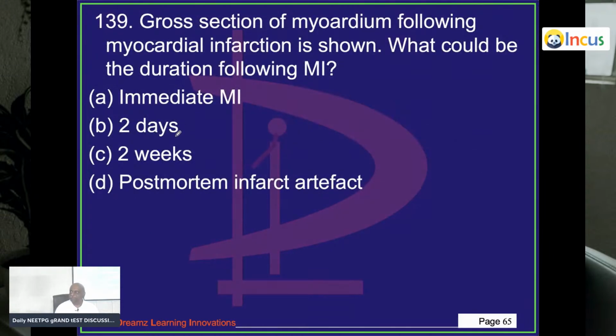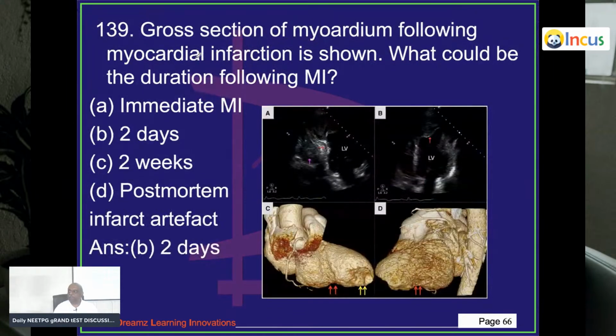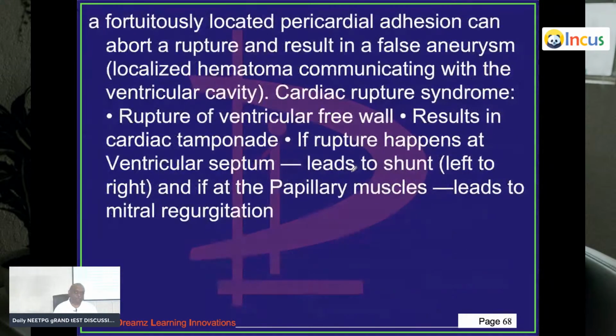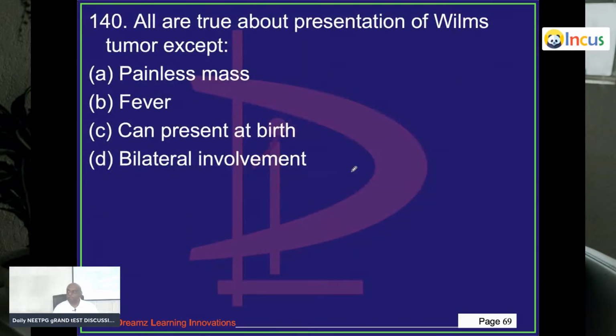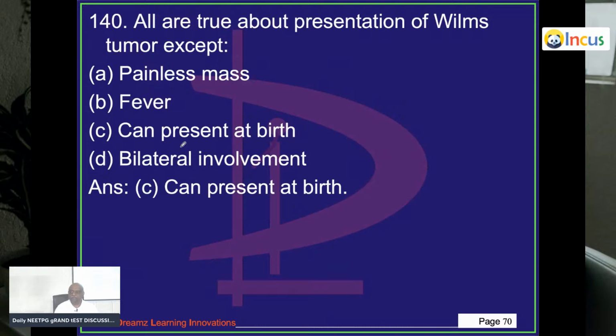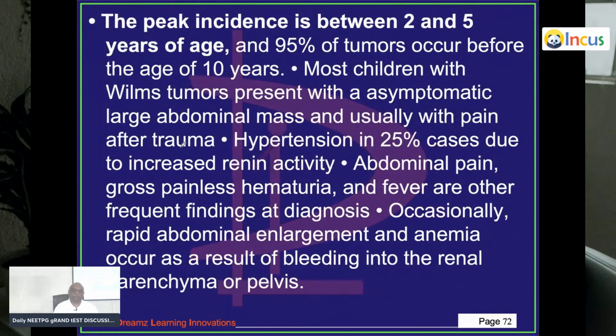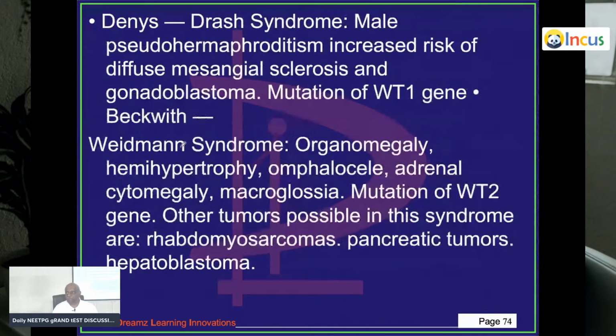Okay, agreed. So the myocardium following myocardial infarction is being shown. Actually, in the exam it was not shown. So what is this? Rupture. So when does rupture occur? 2 days after, rupture will occur. Free wall rupture. About Wilms tumor, it doesn't present at birth. It presents between 2 to 5 years of age.